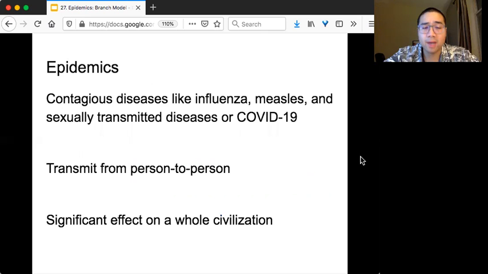So what are epidemics? I think by now most of you should already understand it, but let me just remind you. This is because of a contagious disease like flu, measles, or right now COVID. And why is it so special? Because it transmits from person to person, and then it affects the whole civilization. And yes, we are in a very tough year right now.